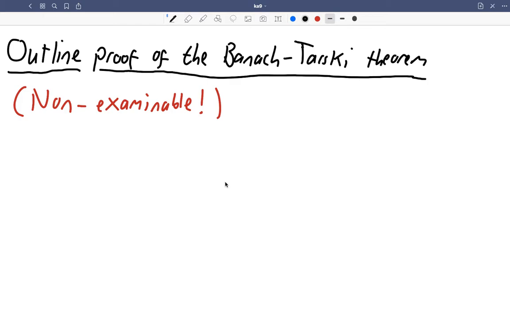This is part 2 of lecture 9 of Kardinalna aritmetika, and as you have already been told, this is an optional part lecture, and in it we're going to prove the very strange Banach-Tarski theorem. And as I've mentioned before, this proof is not examinable, so this is purely for your own interest.